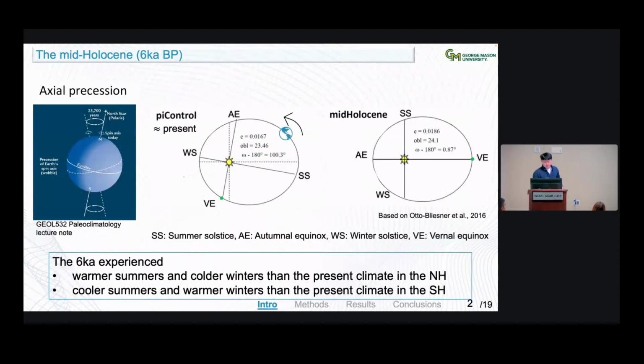So as Enzo and Maya touched on, I'd like to move on to the mid-Holocene, which is approximately 6,000 years ago. Due to the precessional change, this 6K experienced warmer summers and colder winters than the present climate in the northern hemisphere, while the southern hemisphere experienced reduced seasonality.